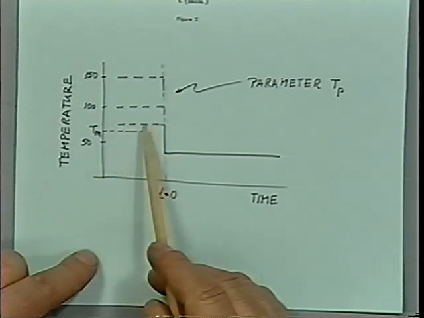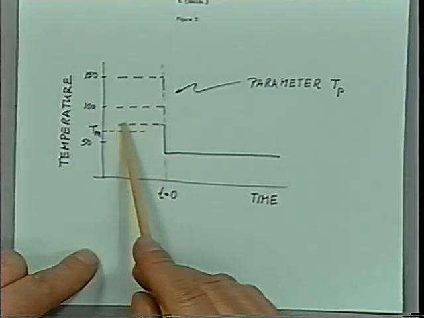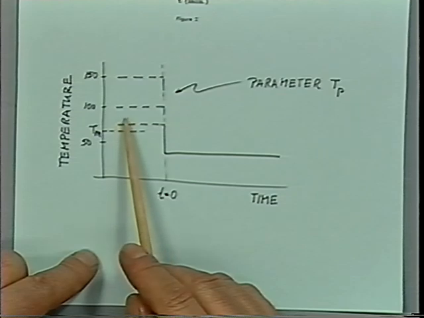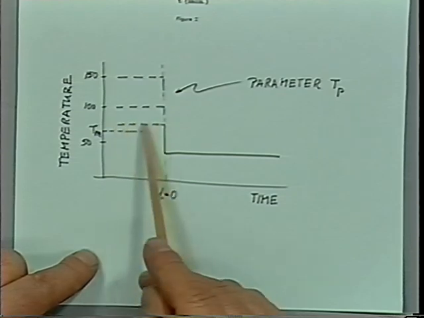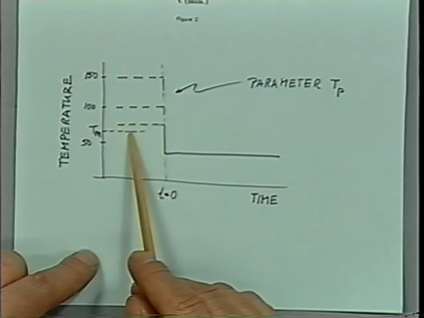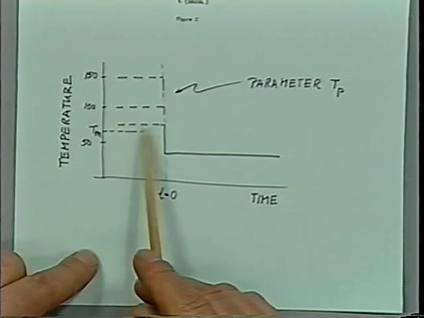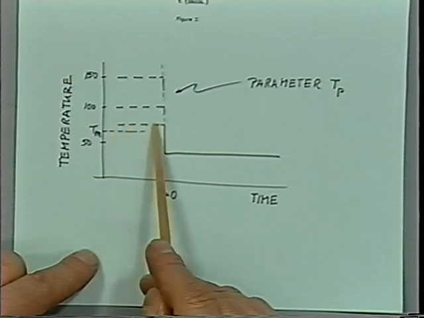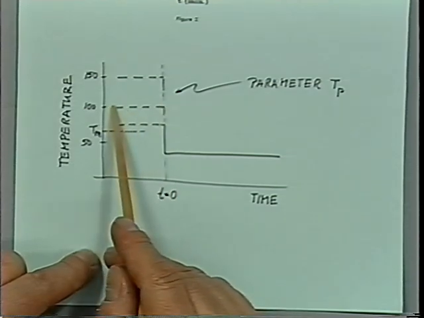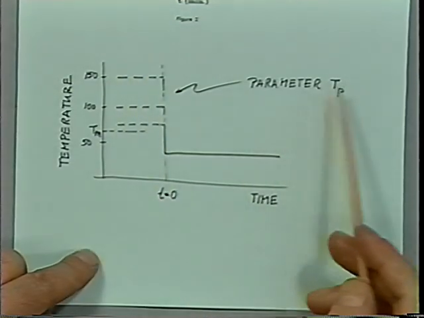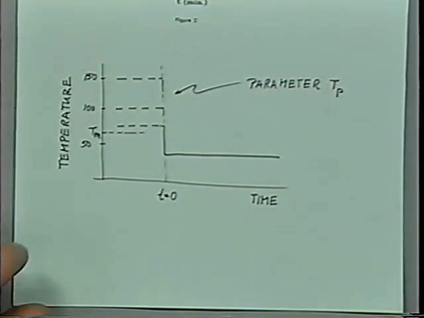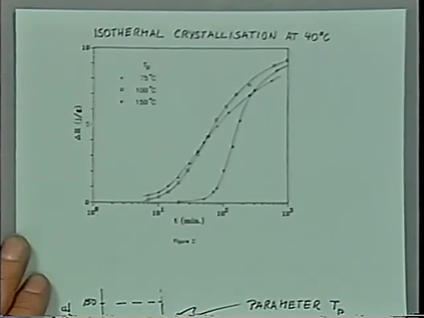The parameter will be the melting temperature or the temperature history. One sample will be just melted barely beyond the 65 degrees. So this is a pre-treatment with 75 degrees. This is highly melted at 100 degrees and very nicely melted at 150 degrees C. So that's our parameter for some of the data I'm going to show.